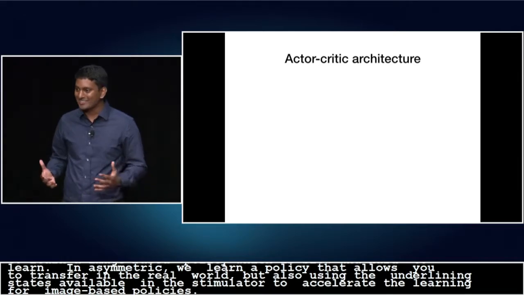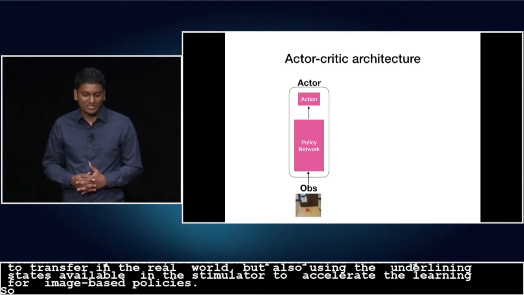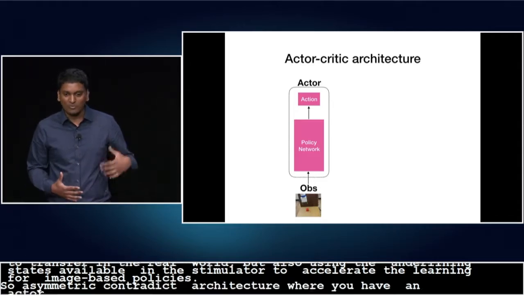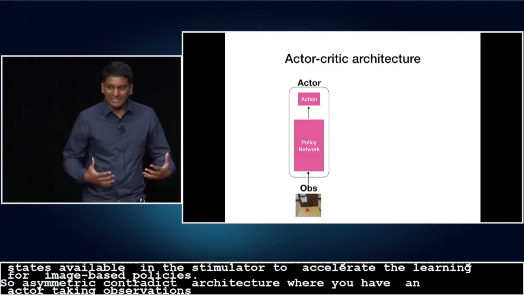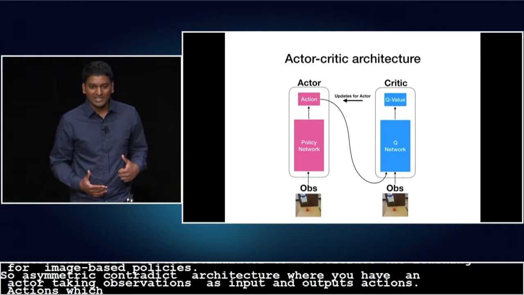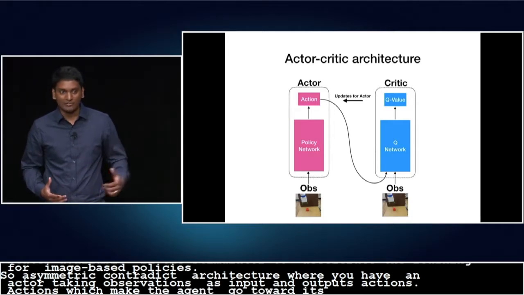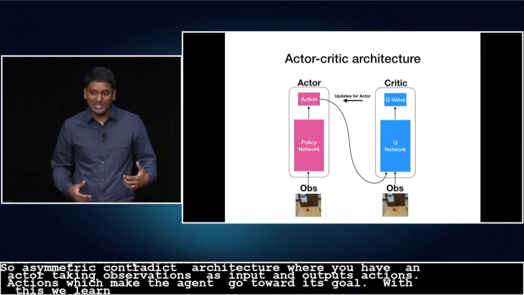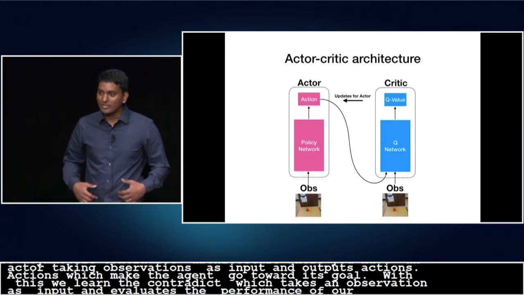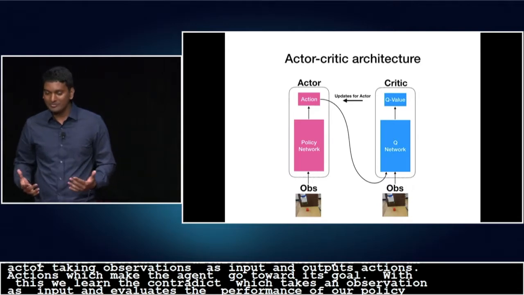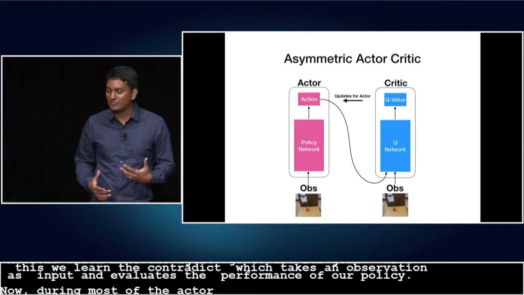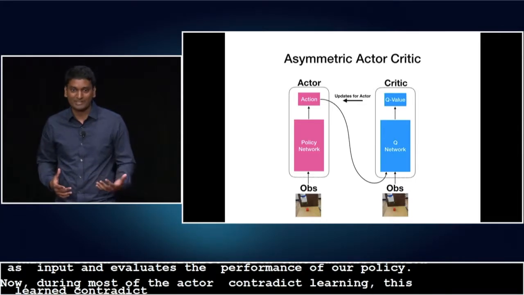So Asymmetric Actor Critic is based on the Actor Critic architecture, where you have an actor which takes in observations as input and outputs actions, actions which can make the agent go towards its goal. And to do this, we also learn a critic, which again takes in observations as input and evaluates the performance of our policy. During most of the Actor Critic learning, this learned critic is used to provide updates for the parameters of the actor to make the actor perform better.